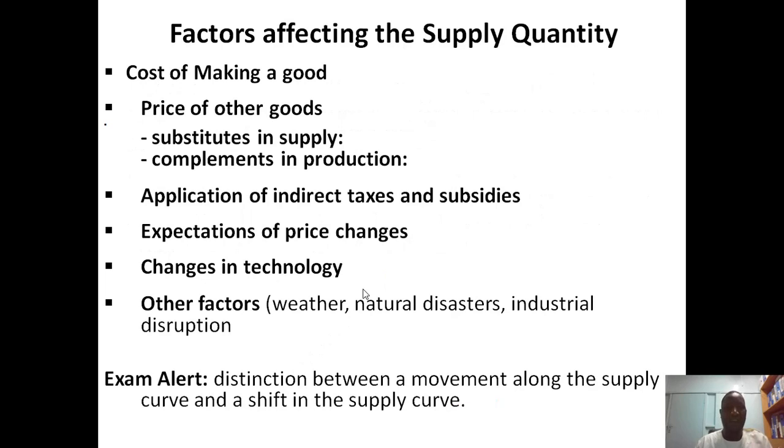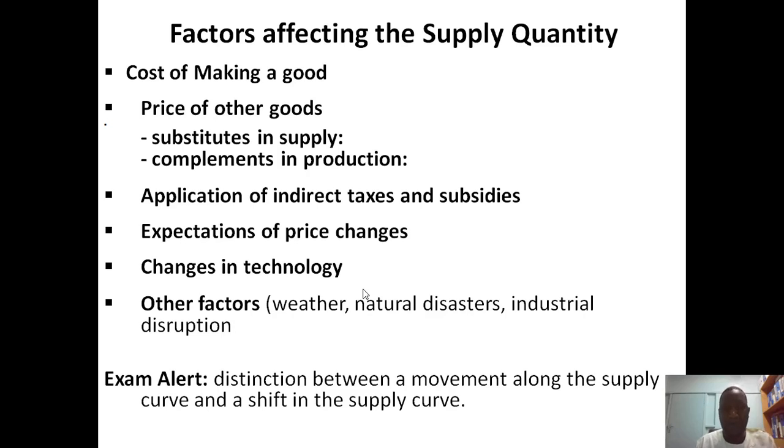Let's look at the factors that affect supply. The number one factor that will affect supply, though not on the list, is the price of a good. According to the law of supply, if the price of a good rises, the quantity supplied of that good increases. The other factor that will affect supply is the cost of making a good, or the cost of production. If the cost of production goes up, quantity supplied falls. The other factor that affects supply is the price of other goods. Other goods means related goods, such as substitutes and complements.